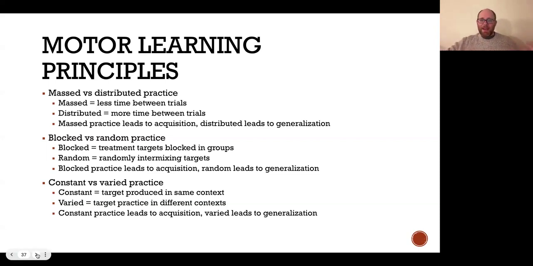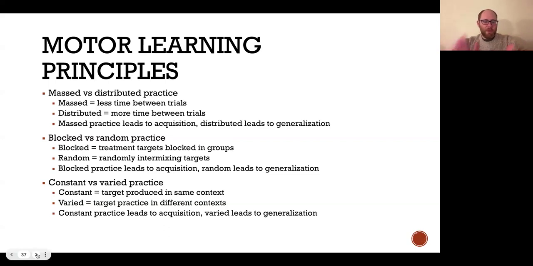Block practice leads to that acquisition piece, and then random practice leads to generalization. The next one is constant versus varied practice. In constant practice, the target is produced in the same context every time you say it. So that could be, you're working on P, the sound P. You're going to work on it only in single syllable words in the word initial position. And that's all they're going to get.